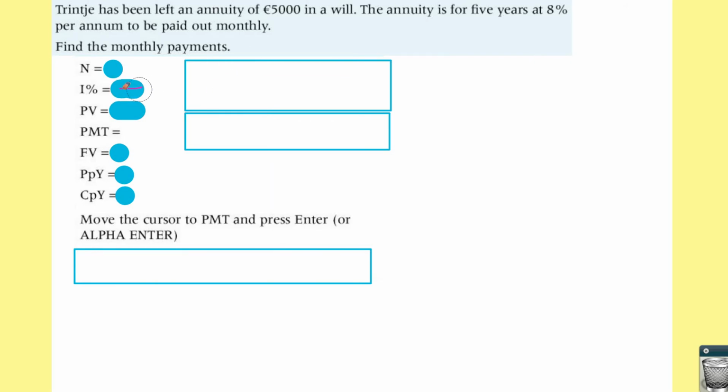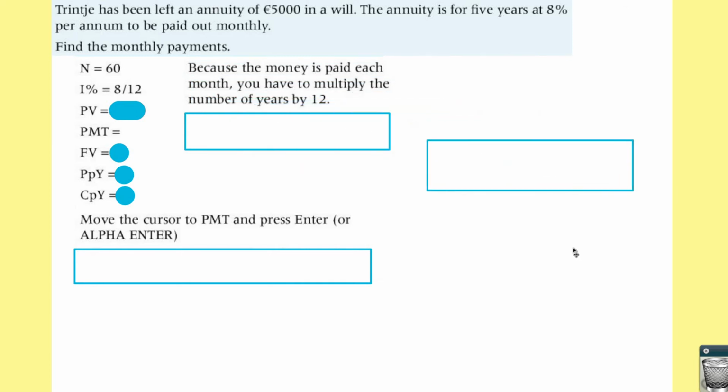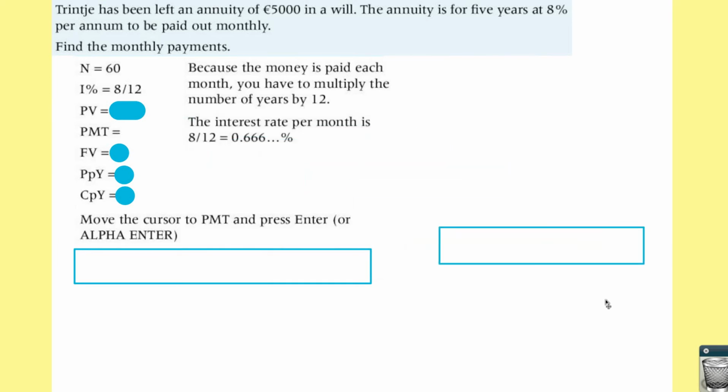So for your interest, I want you to do 8 divided by 12. We're still doing it for 5 years, but now monthly, so we're going to do 60. 5 times 12 is 60. Because the money is paid each month, you have to multiply the number of years by 12. The interest rate per month is 8 over 12.